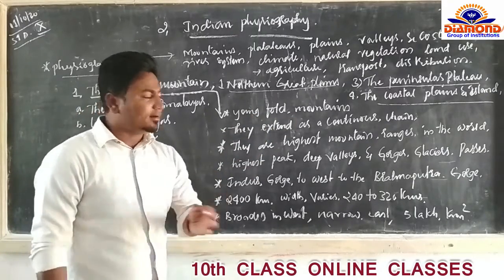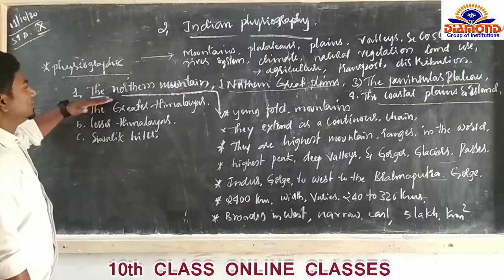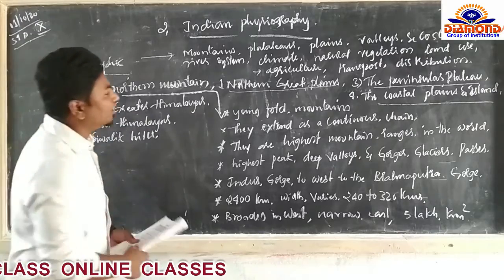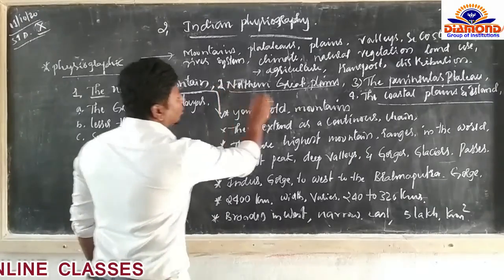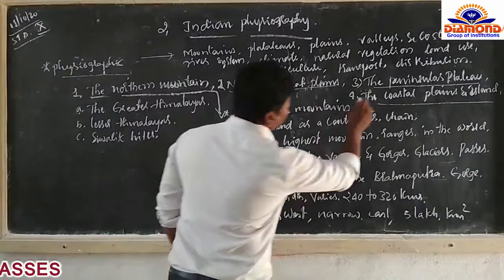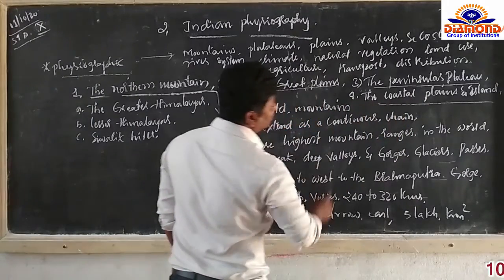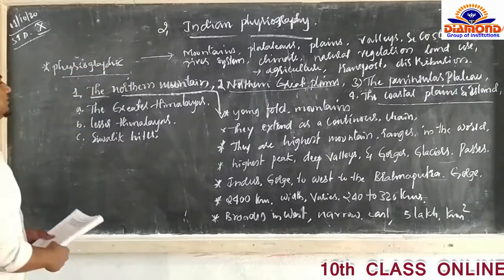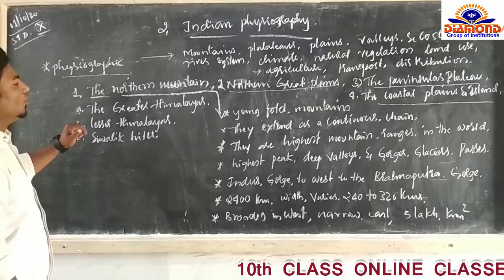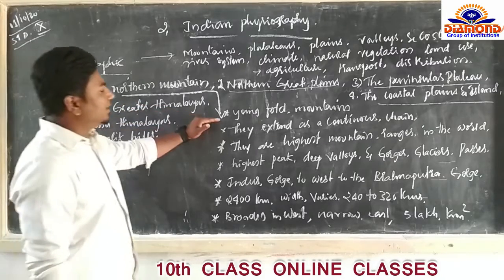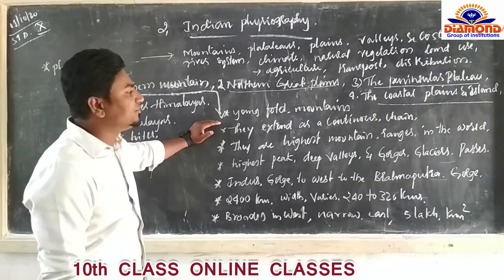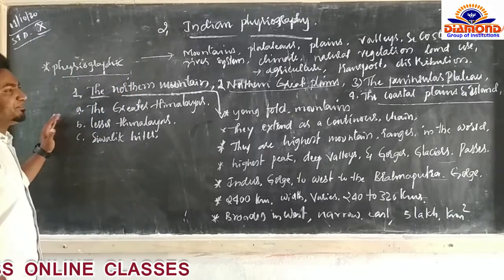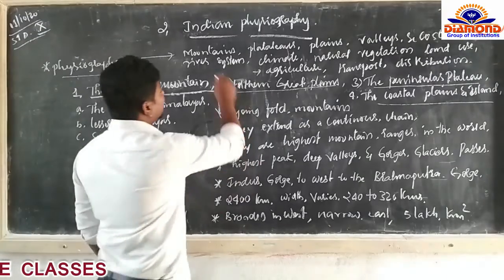So students, let us focus here. First we will see the northern mountains, then the northern Great Plains, then the peninsular plateaus, then the coastal plains. To understand the first, we have to look at what features are available in the northern mountain area.